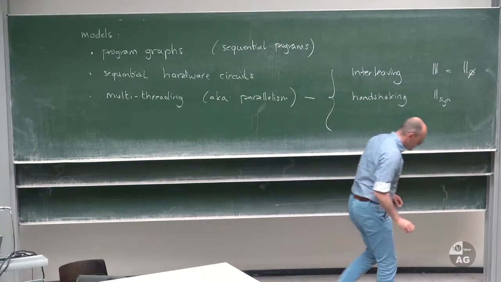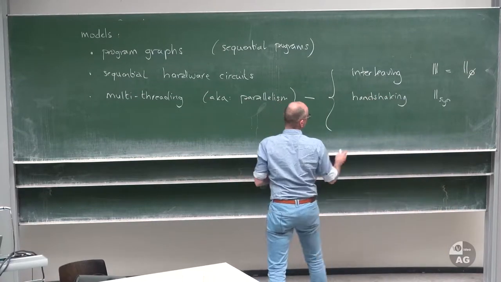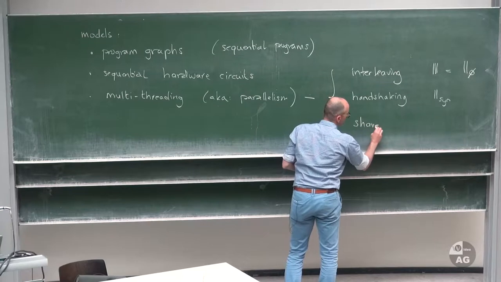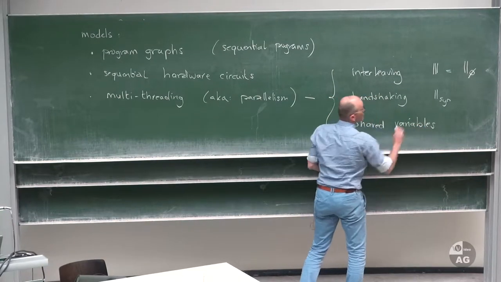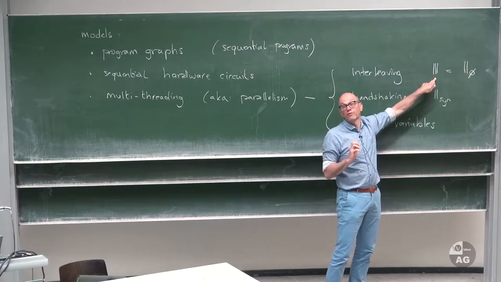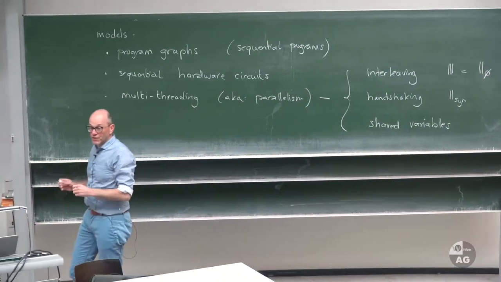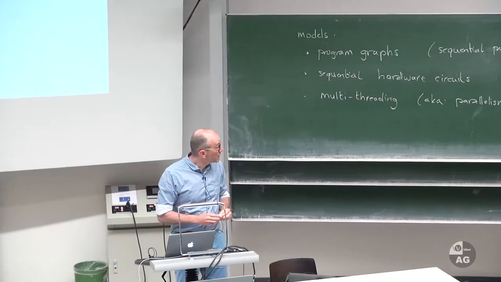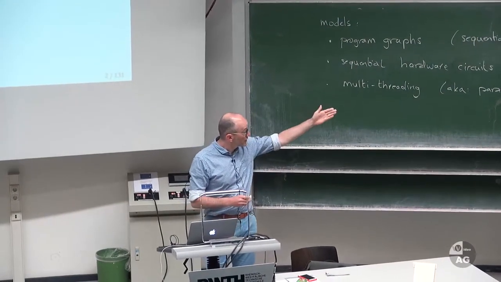And what we also have seen is shared variables, where I defined this operation not on the transition system level, but at the program graph level. Today, we're going to bring these things together. That means we're going to introduce a model that covers interleaving, handshaking, as well as shared variables. And this is called channel systems.